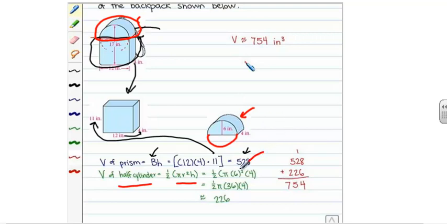So we have 6 squared times 4, that gives us 36 times 4, and we want half of that times pi. So just with your calculator, you'll get 226. So then we just added this piece to this piece to get our volume. And I hope that helped.